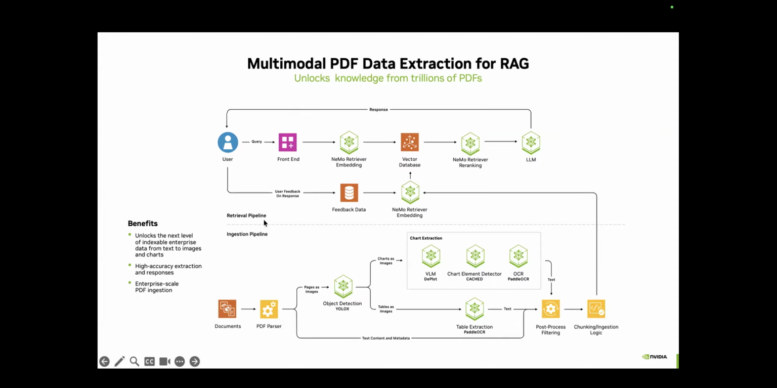When it goes to the retrieval pipeline, when a user actually asks a question, it goes through similar things. It goes through the embedding NIM and into the vector database, uses similarity search to find the most relevant answer, does a retrieval re-ranking to re-rank the results and get the most relevant one, and then sends it to the large language model to generate the answer and pass it back to the user.